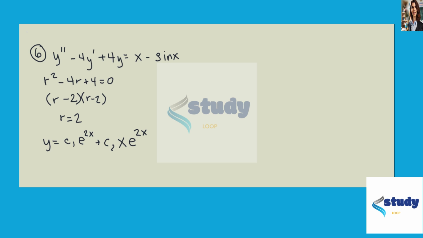So now I am going to solve for y of x equals ax plus b. I'll do that part first. Y prime and y double prime.